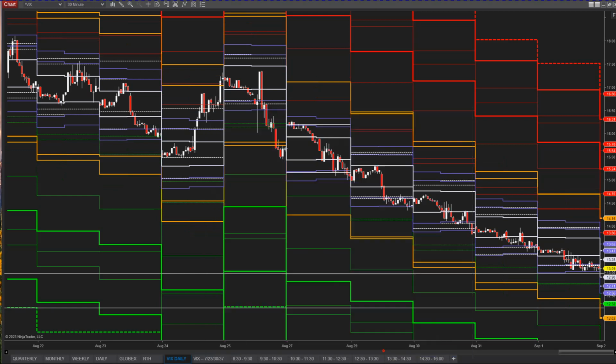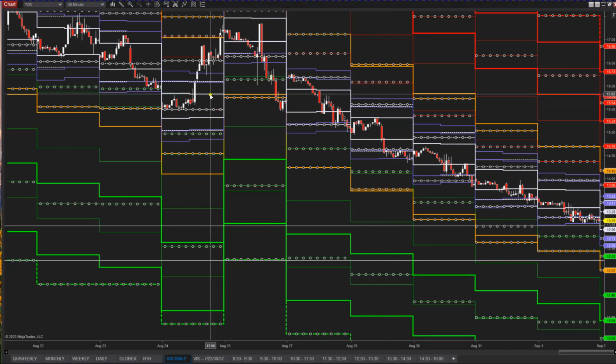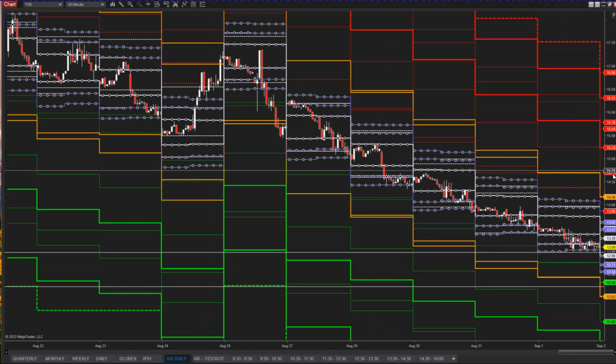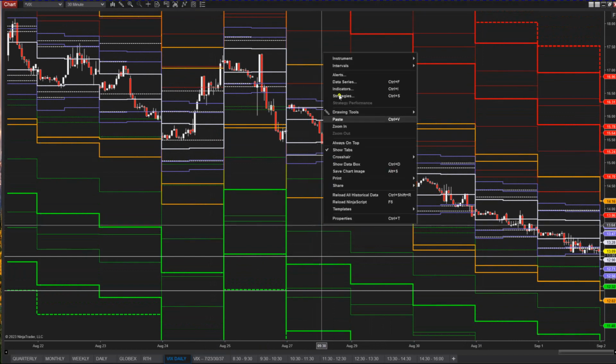And you see how it went to the Globex 3. These are amazing. Look at this. This is the Globex. It respects these levels so much. And then let me put the RTH, which is 8:30 to 15:15.